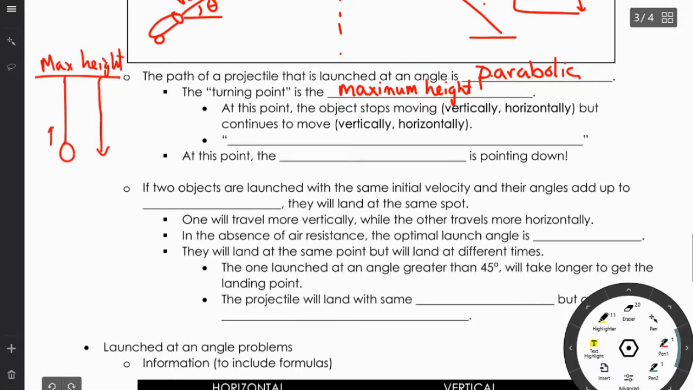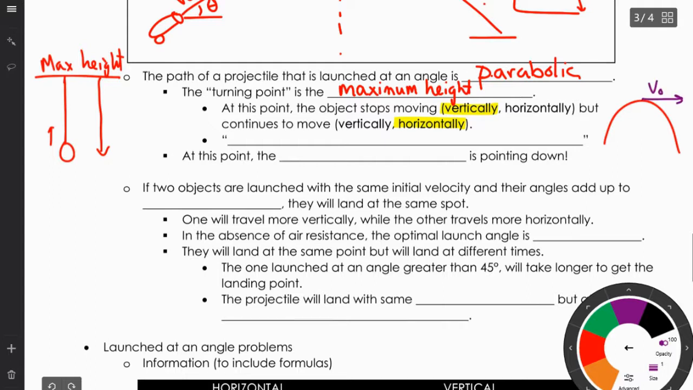Special things happen at this point. The object will stop moving vertically, but it continues to move horizontally. So the velocity vector at the top, and this may be something that you see on multiple choice questions, will just be the horizontal piece of the initial velocity.